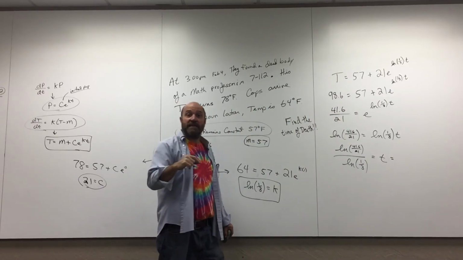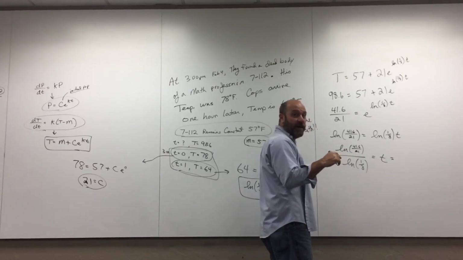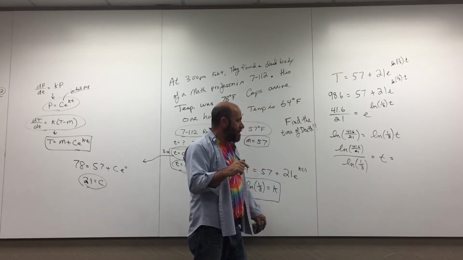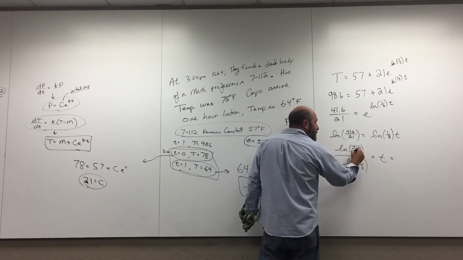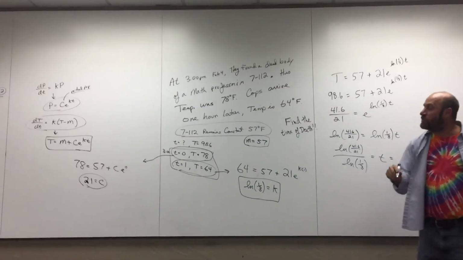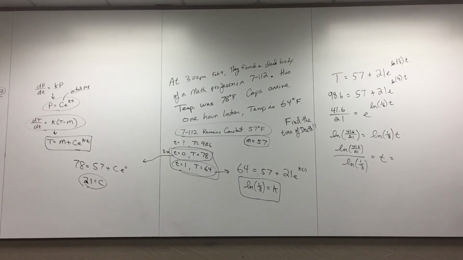Negative 0.62. Is that what you get? Yeah, with a bunch more decimals if you want more. I don't need more really. I guess that's 0.62 of an hour. Boy, that's not very long. Negative 0.62 hours. Multiply by 60 and we'll turn it into minutes, right? Multiply by 60, what is it? 37. Yeah, 37 minutes. We'll round it to 37 minutes before they arrived. Before 3 o'clock.